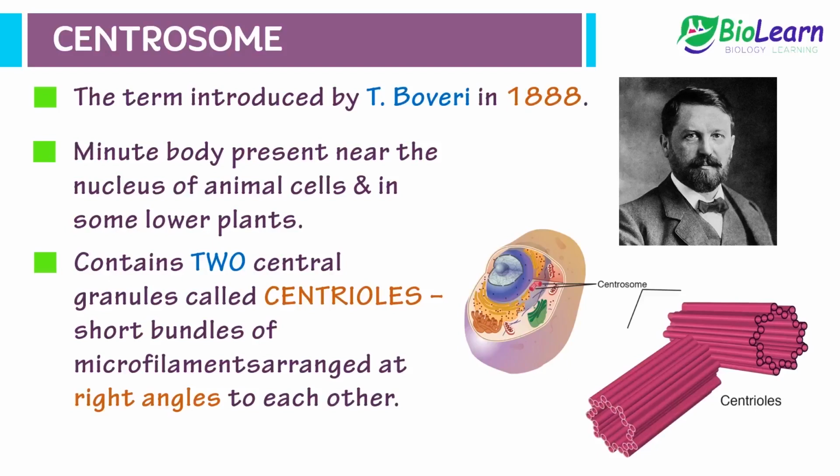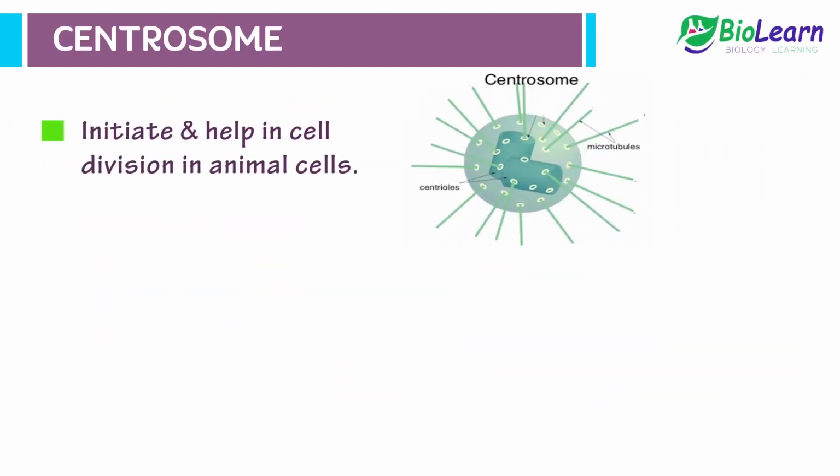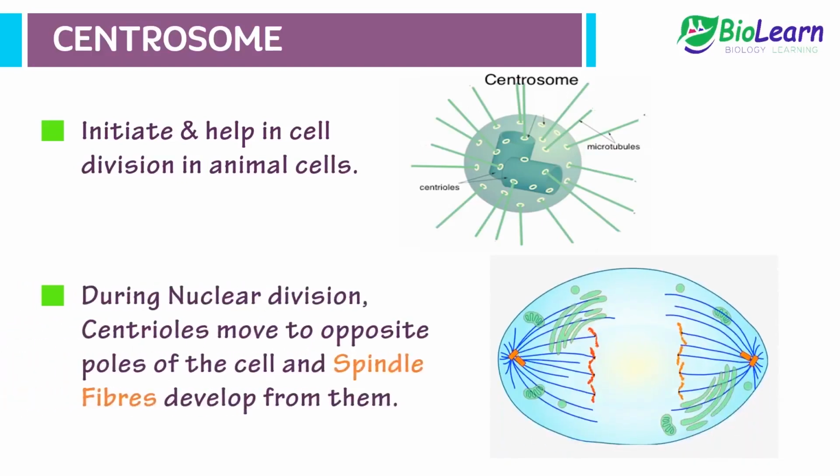Centrioles are short bundles of microfilaments arranged at right angles to each other. They initiate and help in cell division in animal cells. During nuclear division, the centrioles move towards opposite ends of the cell and spindle fibers develop from them.